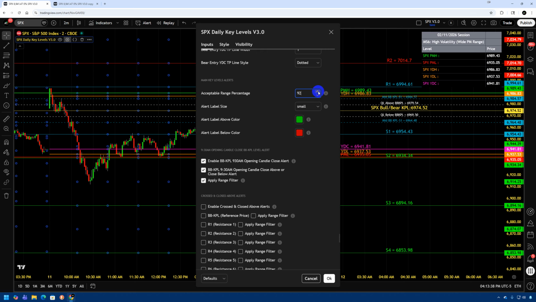Okay, it looks like it cut off there. We'll go back to 92, 93. Okay, 93. So as you can see here, oftentimes this is the case, that if you have an overextended close above on the opening candle, you oftentimes get a reversal, such as we had today.